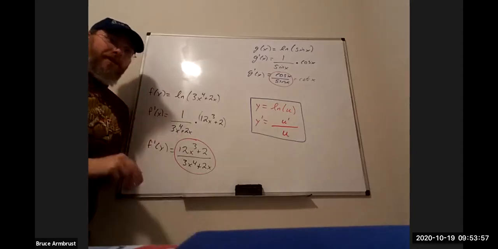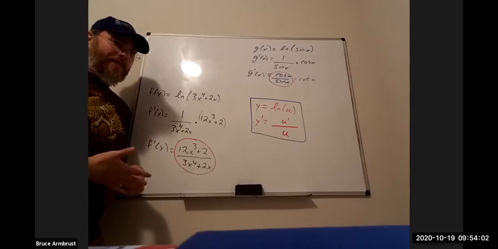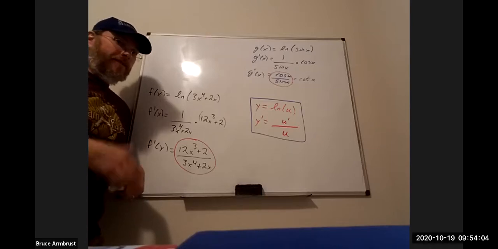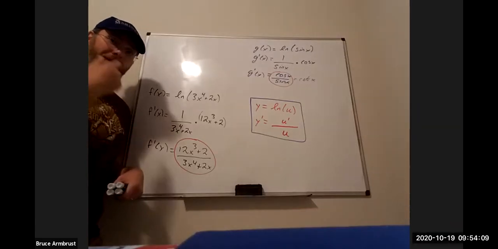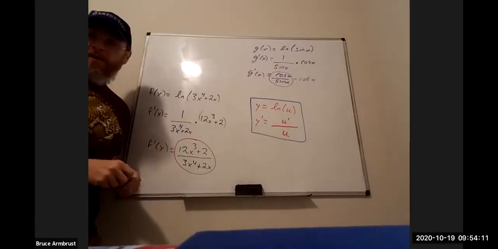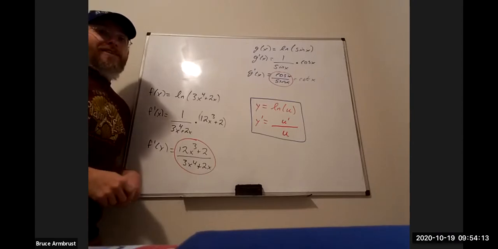But anyway, you just take the derivative of the stuff, put it on top of the original stuff, and you're done. So natural logs are pretty easy because there's a nice pattern. Always the same when we get it.